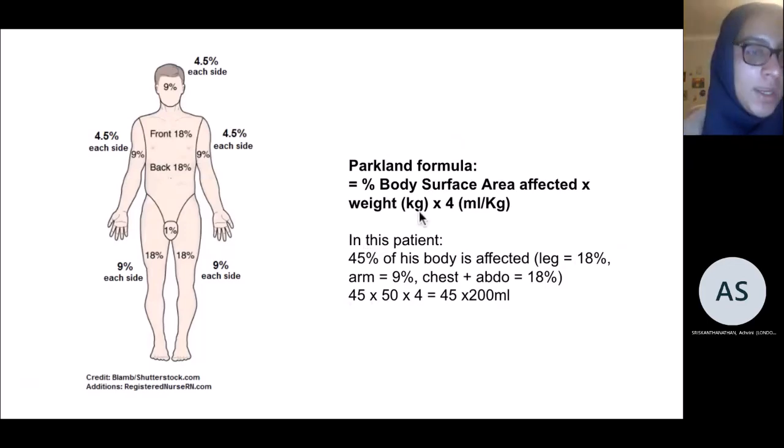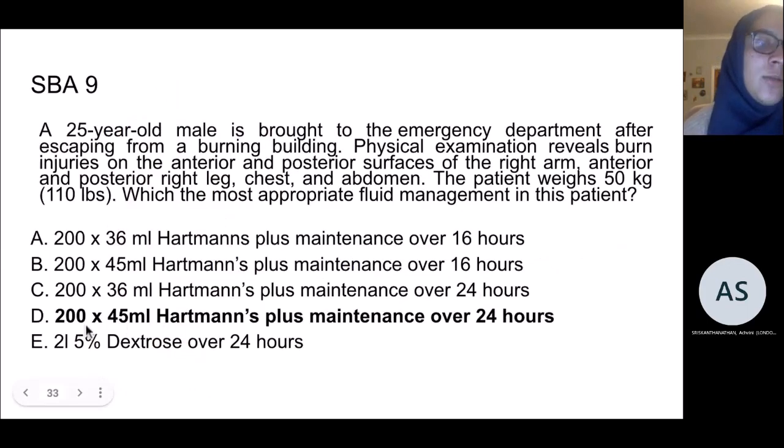You times that by his weight, which was 50, and you times that by 4. So 50 times 4 is 200. So you're giving 45 milliliters times 200. That's the total amount of fluids that you're going to give over 24 hours.